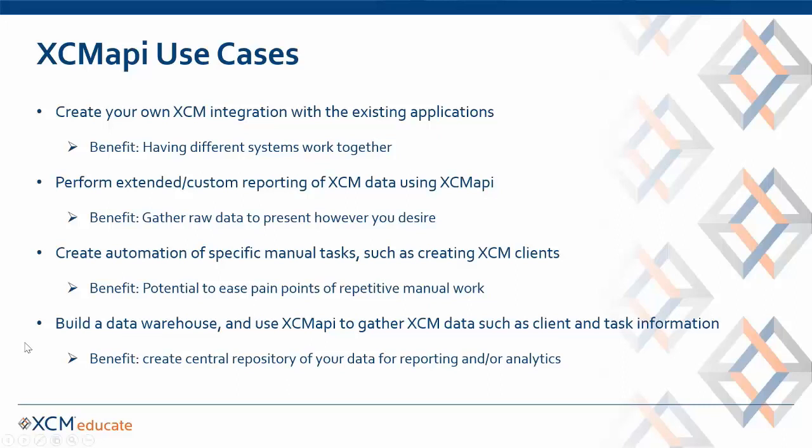As you know, we have inbuilt reports, but sometimes you want to create a report that is going to be useful for your organization that is not there in XCM. So you can use the XCM API, get the raw data, and analyze it the way you want to. With manual task automation, you can have, say, client creation. You can save time by doing that, or you can build a full-fledged data warehouse solution where you bring data from different places and create a centralized repository for your data for reporting and analysis.